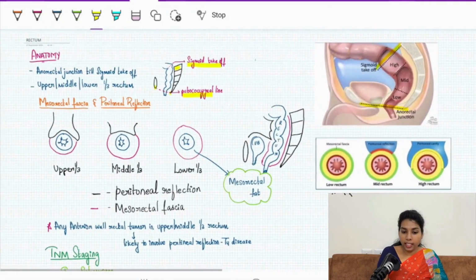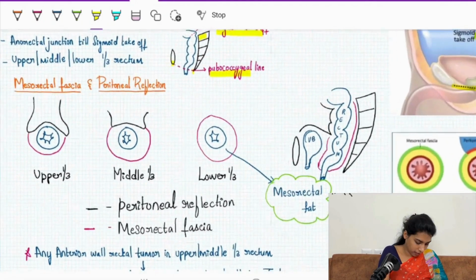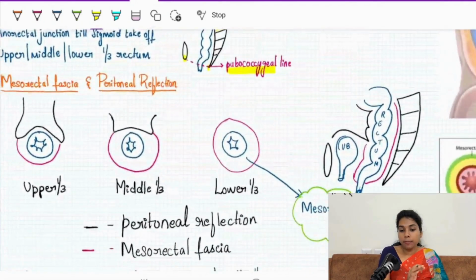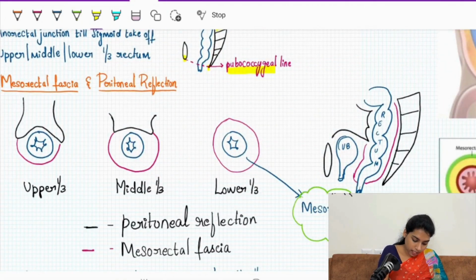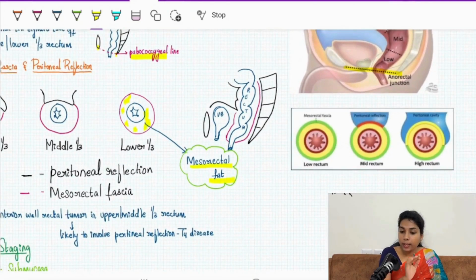Moving to the next topic, that is mesorectal fascia and the peritoneal reflection. So rectum is completely surrounded by this red line, which is mesorectal fascia, and between the rectum and the mesorectal fascia it is filled with fat called mesorectal fat. Understood? So, however, there is an exception to this, that rectum is surrounded by mesorectal fascia except the middle one third of the rectum.